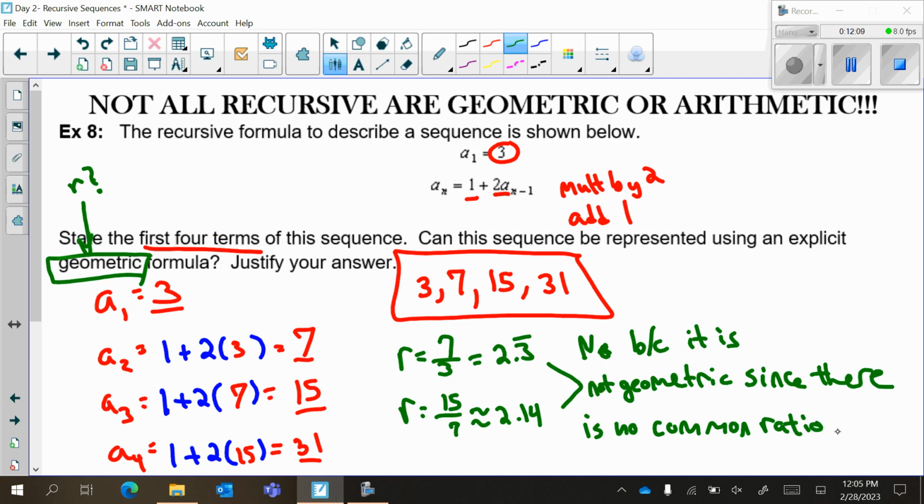Please don't write because there's no R. Write because there's no common ratio. Be as specific as possible for your Regents graders. Okay, let's do the next one.